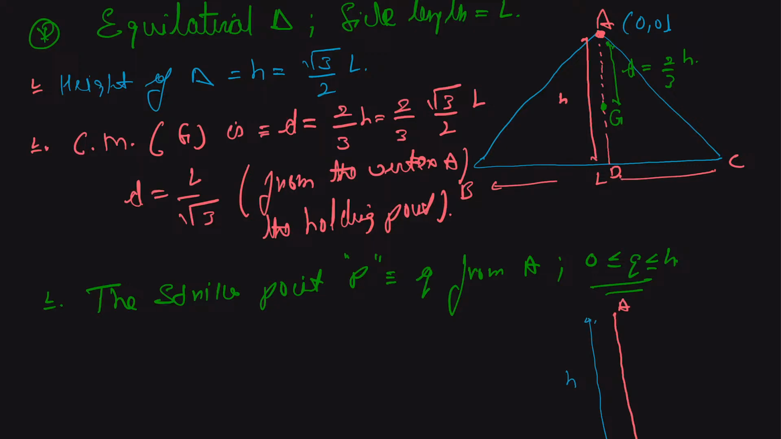And we have a G, which is at a distance D. And also we have considered a point P anywhere. Let us suppose this is our point P, and this point P is at a distance of Q from our point A. Everything is being measured with respect to point A, because point A is our holding point. We are holding it from point A.